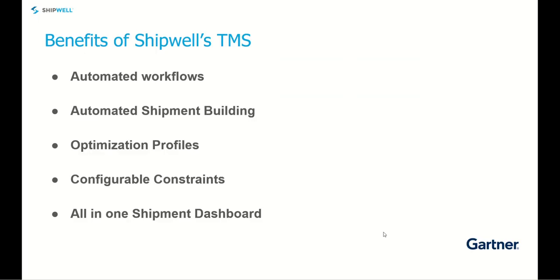Okay, so from here, I want to just give a few highlights. Automated workflows, automated shipment building. So if a shipment comes in, it's 14 pallets, it's 38,000 pounds, automatically apply a routing guide, execute that shipment. No use for the planner to go in and touch it.